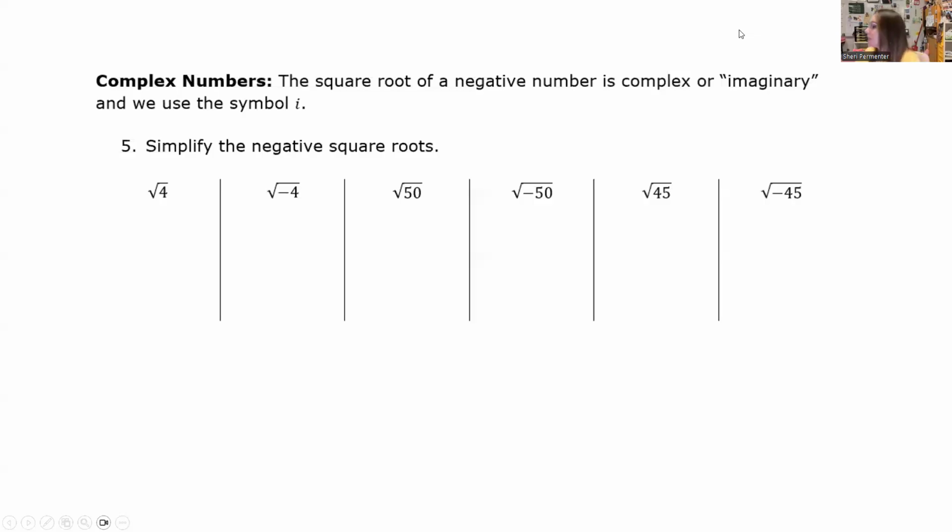So we're going to skip around on the notes a little bit. I would like for you to flip over to example number 5, and we're going to simplify some square roots first.